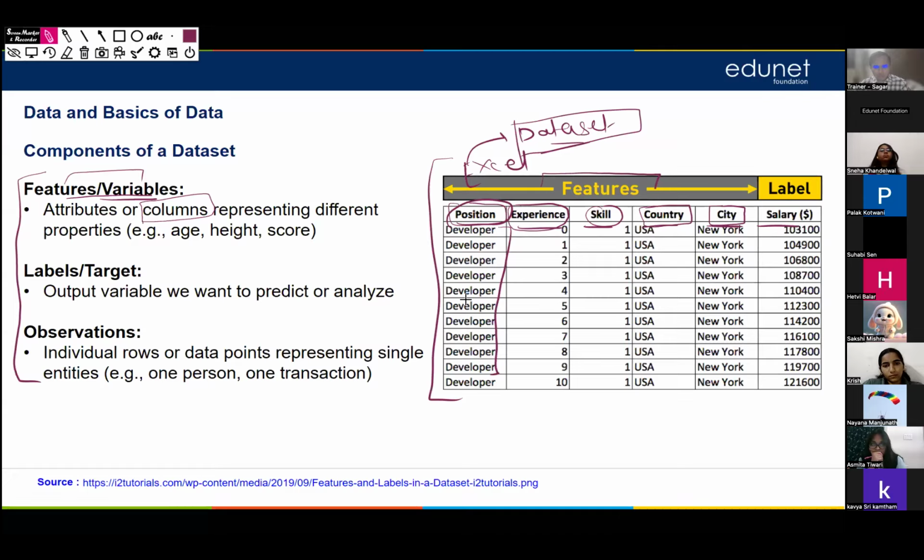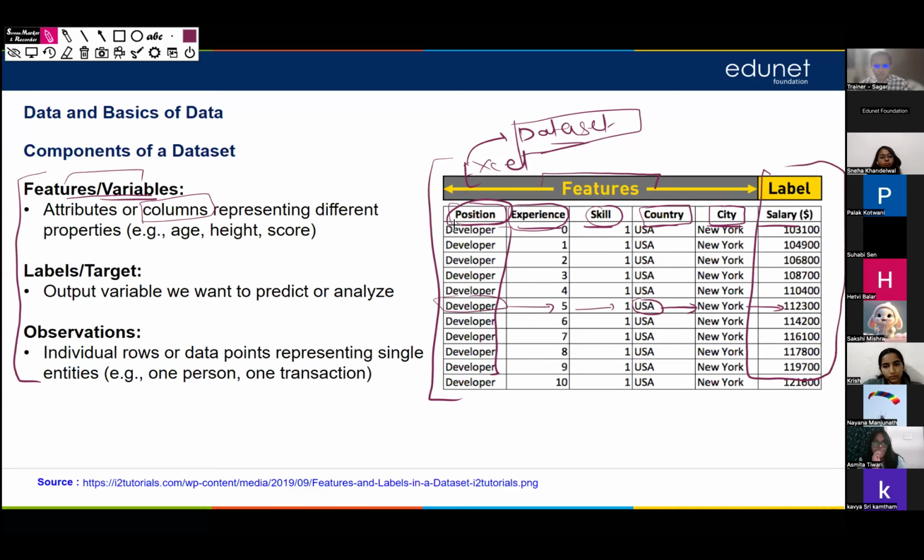These features, I am hiring a developer who has 5-year experience, who has a specific skill, who's ready to work in the US and has to stay in New York, will help me decide the salary for that person based on the experience.